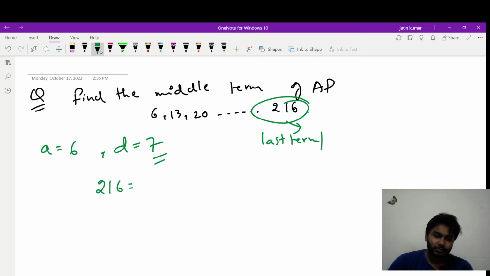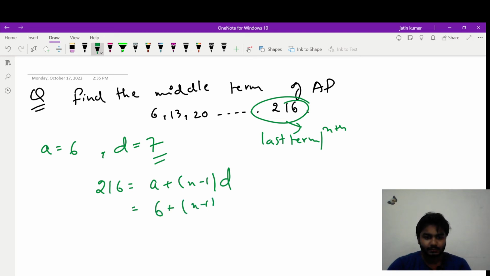216. Okay, you are given the value of a and you know the value, this is the nth term, so the value will be a plus n minus 1 into d. A plus n minus 1 into d, you are given 216. You are also given the values of a and d. Put the value: 6 plus n minus 1 into 7 is equal to 216. Solve this, find the value of n.